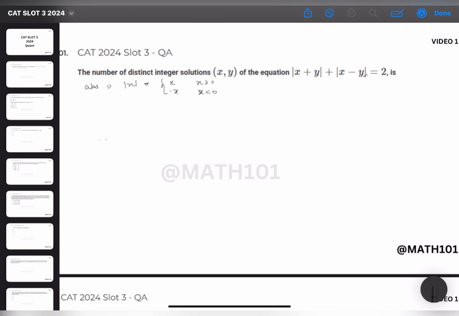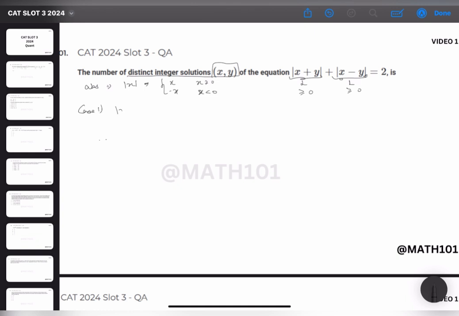Now we need the integer solutions x and y of this equation, which means x plus y and x minus y are both integers, and thus their absolute values would be whole numbers. So both of these would be greater than or equal to 0, which means that we have two possible cases.